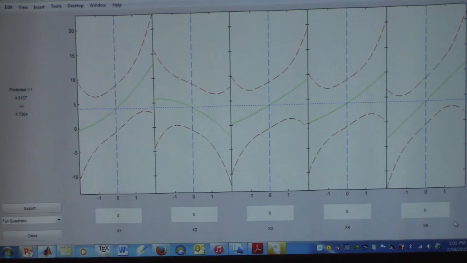And so, is this better? I don't know. But you see, it predicts, for example, that some of these variables have a noticeable curvature, like this one, right? That's not a straight line.